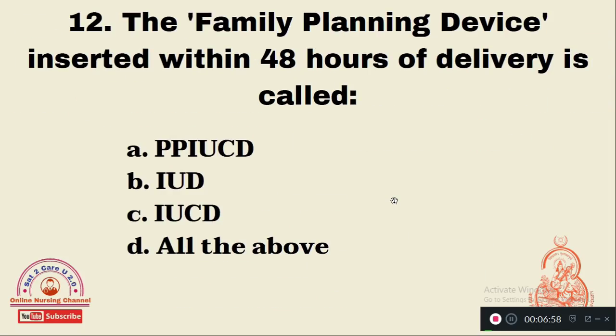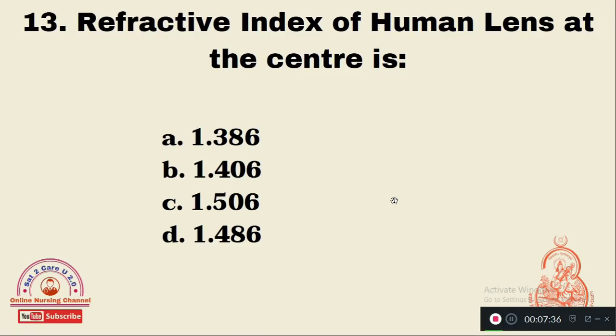Question number 12. The family planning device inserted within 48 hours of delivery is called option A, PPIUCD, that is postpartum intrauterine contraceptive device. Option B. IUD. Option C. IUCD. Option D. All the above. So from the question you get the answer. Inserted within 48 hours of delivery will be option A, postpartum intrauterine contraceptive device.